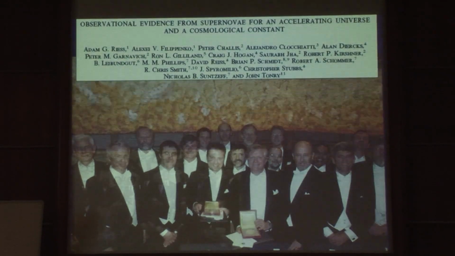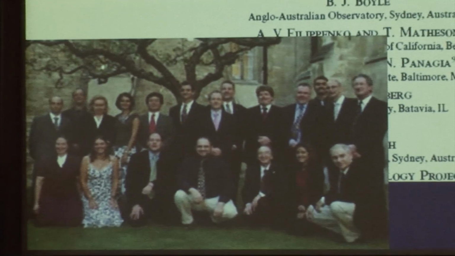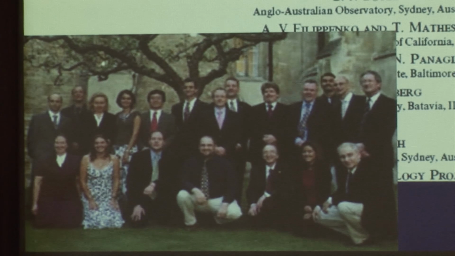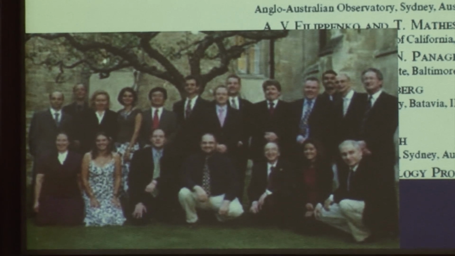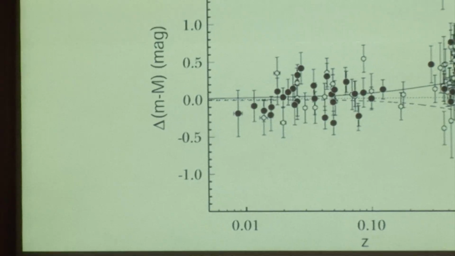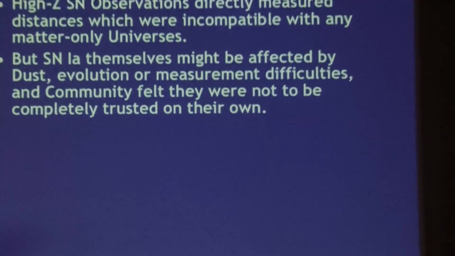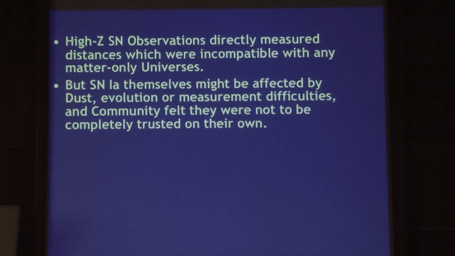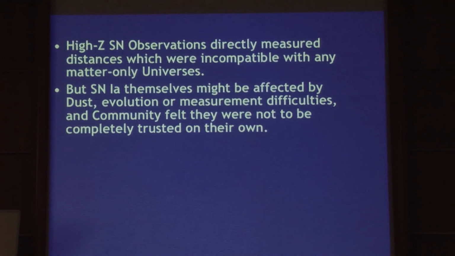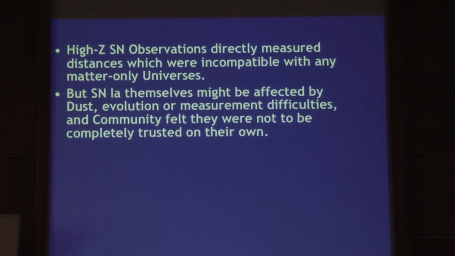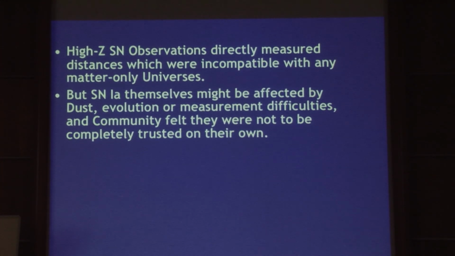So, and the other team was there, and I don't have their picture from the Nobel Prize, and they had almost everyone, all but a couple people from their team were there. So these two papers were submitted in 1998, and as I said, pretty much came up with the same answer. So our high Z observations were incompatible with any matter-only universes at some reasonable significance.